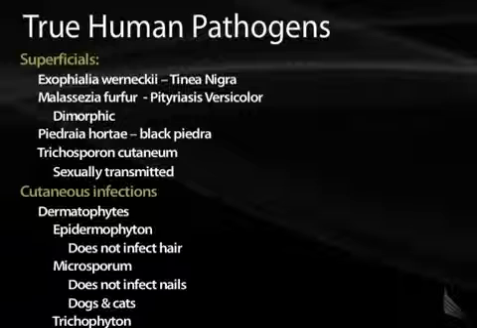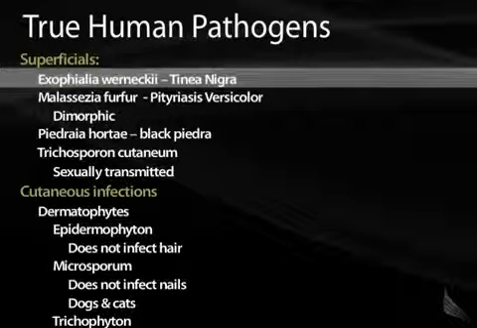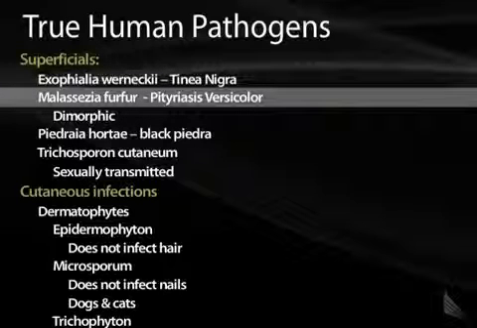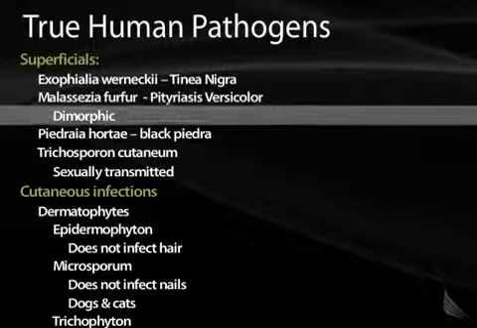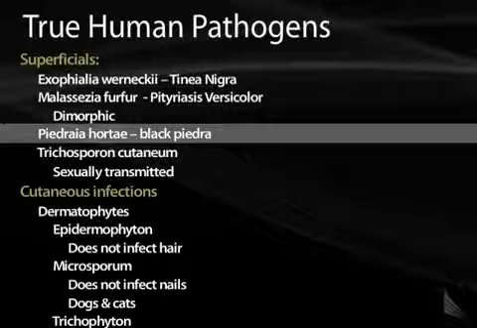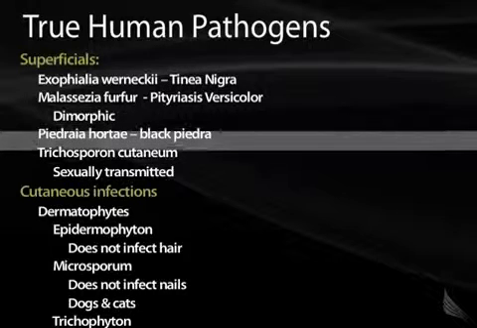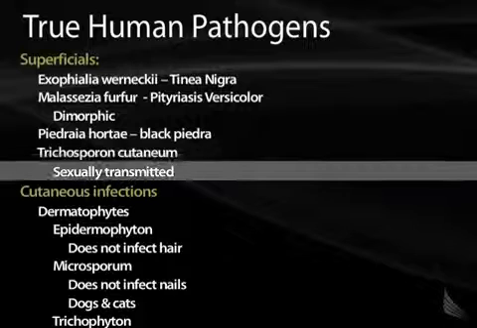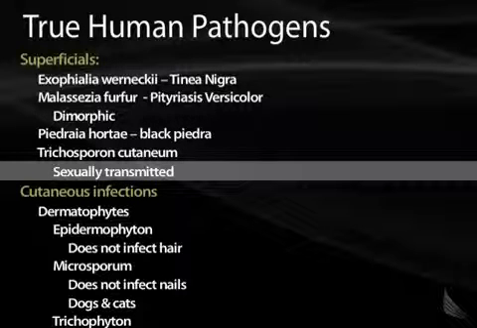Fungi are true human pathogens, and this is a list of a number of examples. Exophiala werneckii is the causative agent for tinea nigra. Malassezia furfur we'll be familiar with as the cause of pityriasis versicolor. It's a dimorphic fungus. Trichosporon cutaneum causes white piedra, and black piedra is caused by Piedraia hortae. The white piedra is sexually transmitted, and so we'll want to remember that.